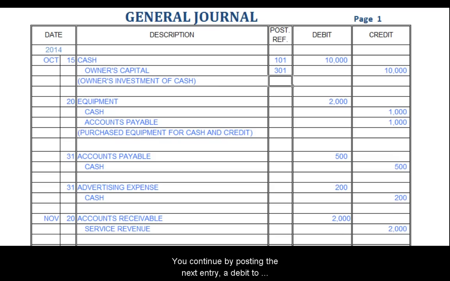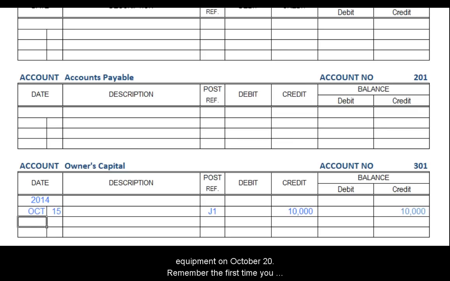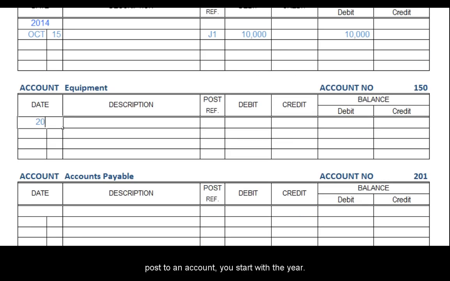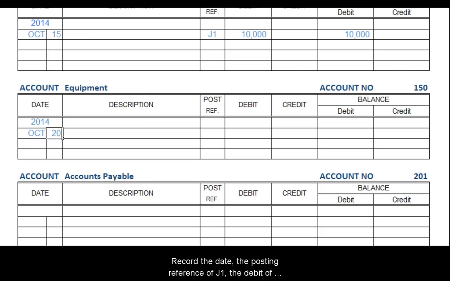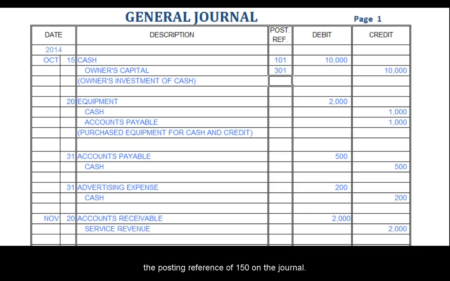You continue by posting the next entry, a debit to equipment on October 20th. Remember, the first time you post to an account, you start with the year. Record the date, the posting reference of J1, the debit of $2,000, and the balance of $2,000, followed by recording the posting reference of 150 on the journal.